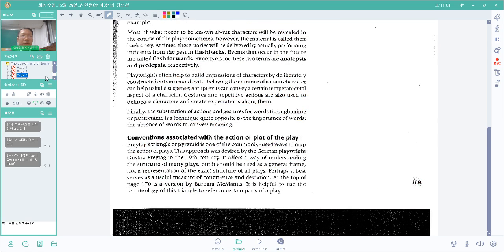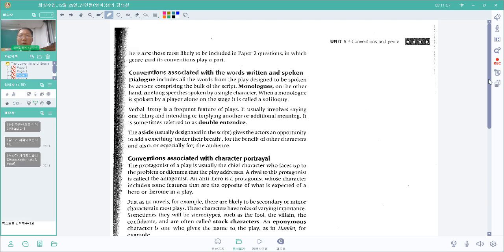Instead, the terms here are those most likely to be included in Paper 2 questions. So the terms, or traditions, or conventions, or techniques that are introduced here, they chose some of the important ones, some of the important ones that frequently emerge in the Paper 2 questions.